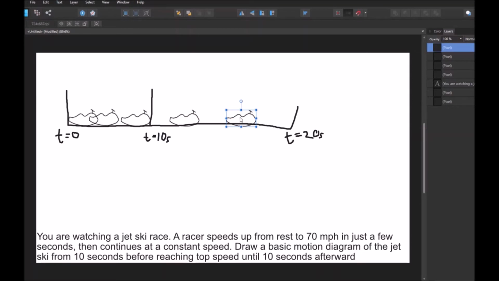So you can see that the distance between these two jet skis is basically the same as the distance between these two jet skis, and if they're not the same, I tried to make them the same. So then I can take that jet ski and I can say that t equals 20. It's right there at another similar distance away from the previous one, and that represents speeding up, reaching a top speed, and moving constantly at that top speed until t equals 20.